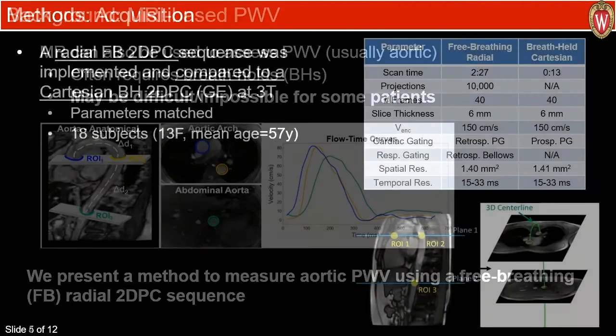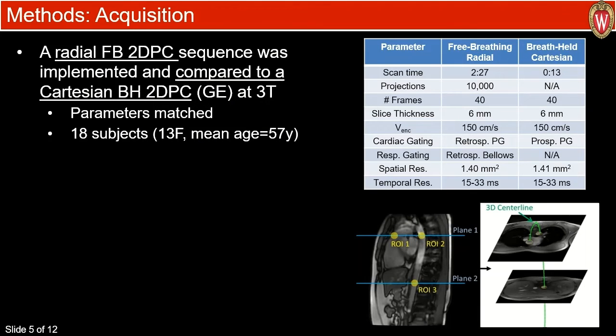In order to test the feasibility of our free breathing radial sequence, we compared our pulse wave velocity measurements to a standard breath hold Cartesian GE product sequence. And this was performed in 18 middle-aged subjects at 3 Tesla. Scan parameters for both sequences are shown on the right.